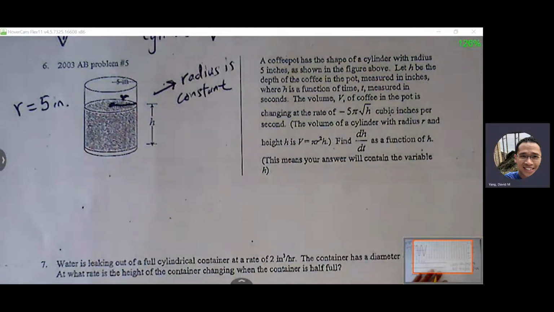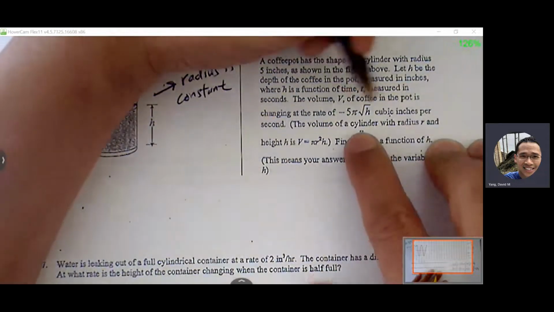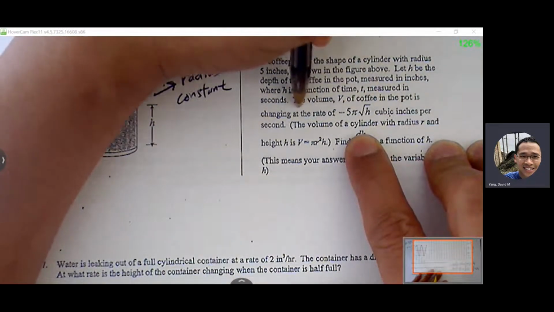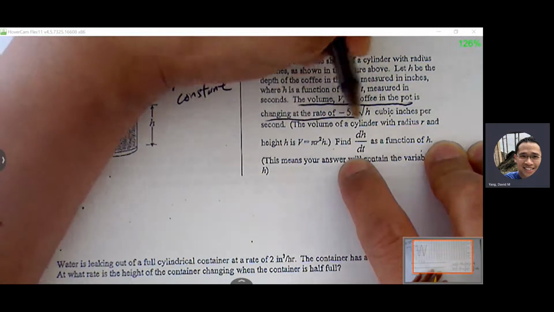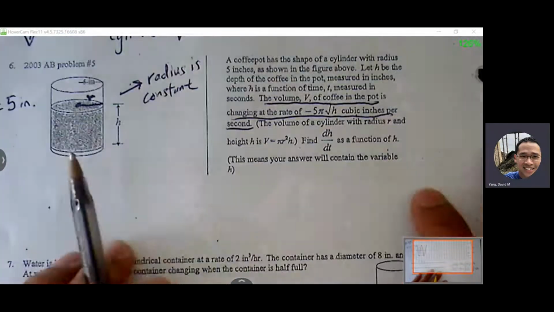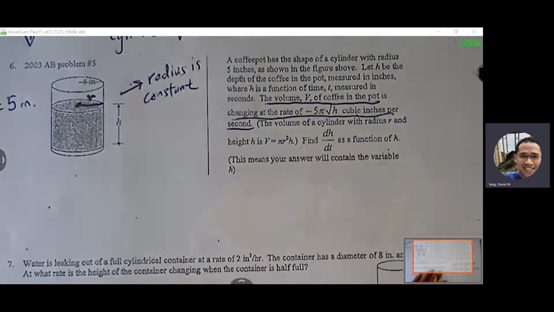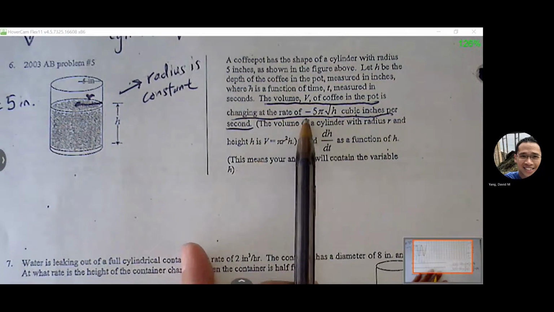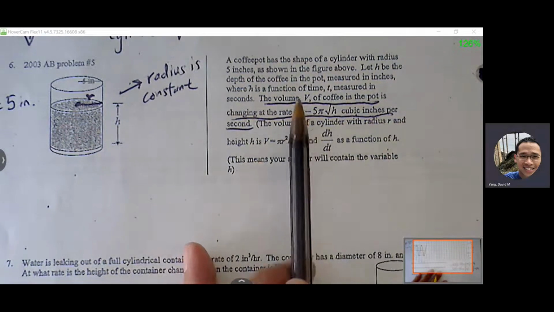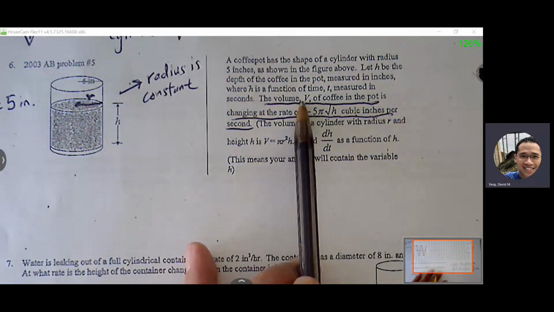Let h be the depth of the coffee in the pot, measured in inches, where h is a function of time, measured in seconds, right, inches per second. The volume is changing at a rate of -5 pi root h in cubic inches per second. Okay, all right, just by reading this description, can we decide which variable that is talking about? dV dt.